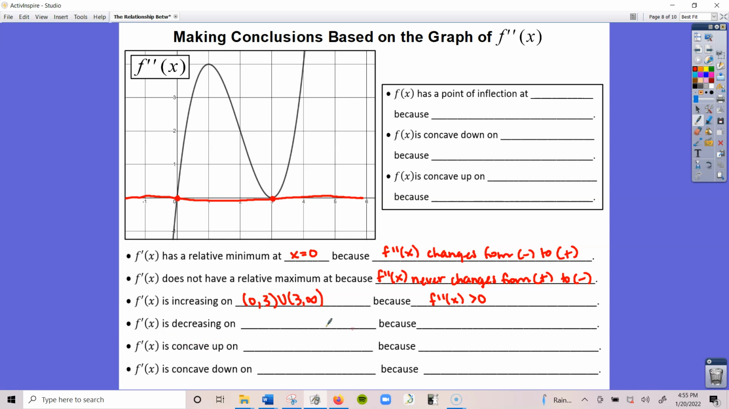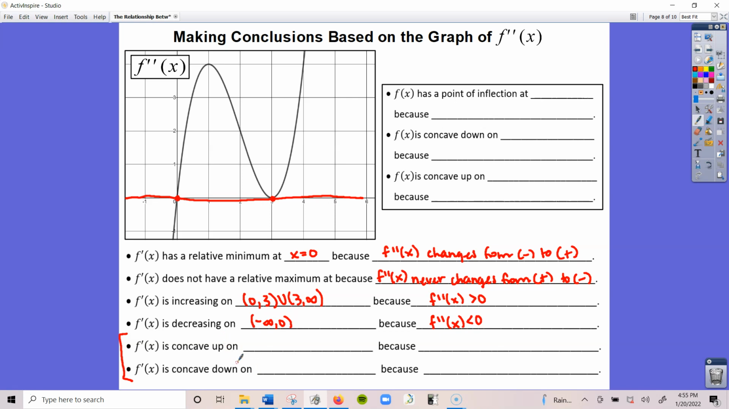F prime of x is decreasing when the second derivative is less than 0, so that's below the x-axis, which is from negative infinity to 0. Now these two here are tricky. F prime of x is concave up.